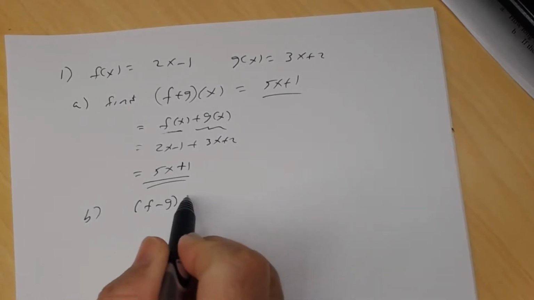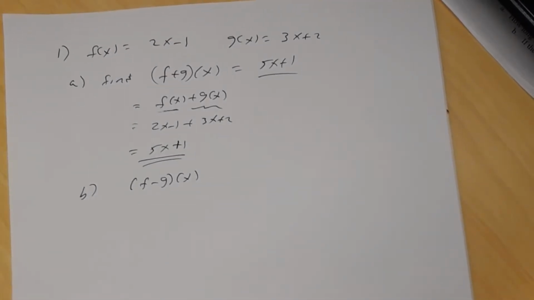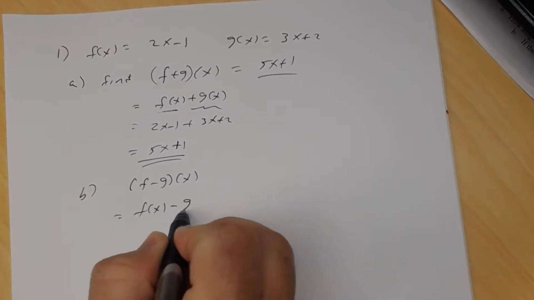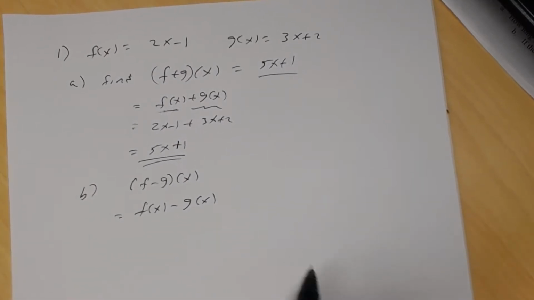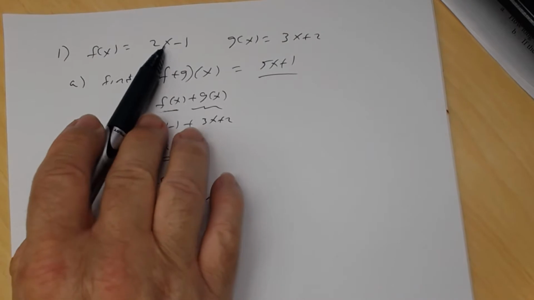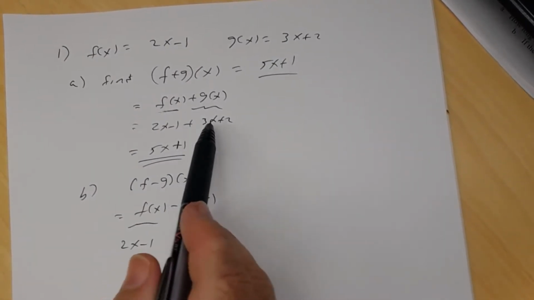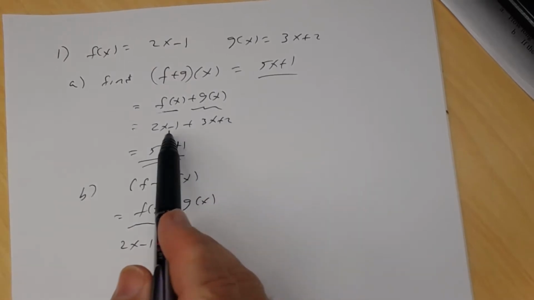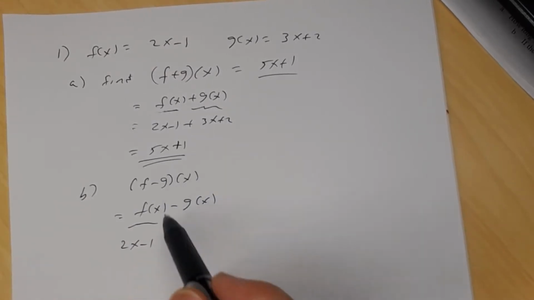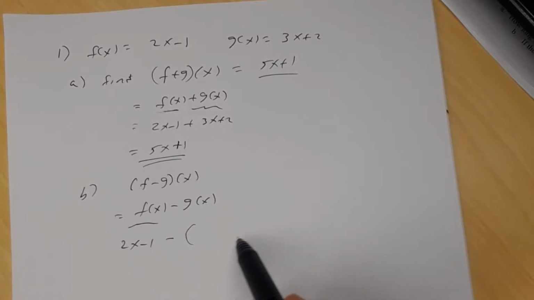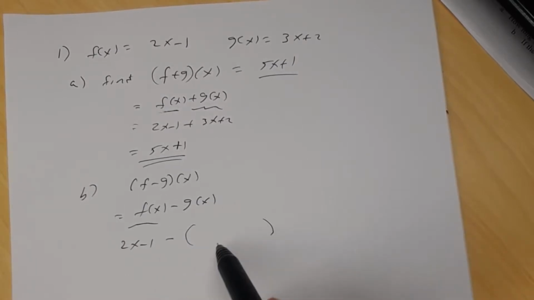All right, the b, suppose you had f minus g at x. Well, again, you got to use the definition first. So the definition says that is just f of x minus g of x. So f of x is this right here, that's 2x minus 1. Now be careful here. See here, I did not need parentheses at all because I was just adding the two functions. But here I'm subtracting g of x. So you got to say minus, and in parentheses you got to put g of x.